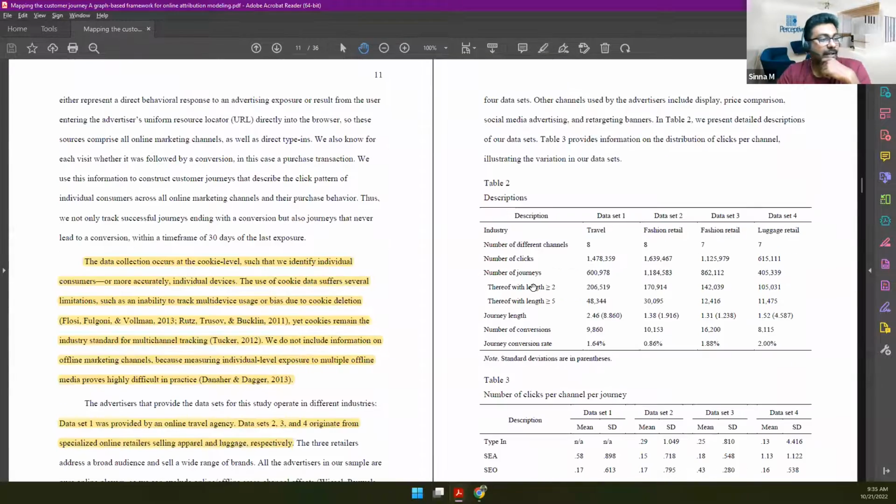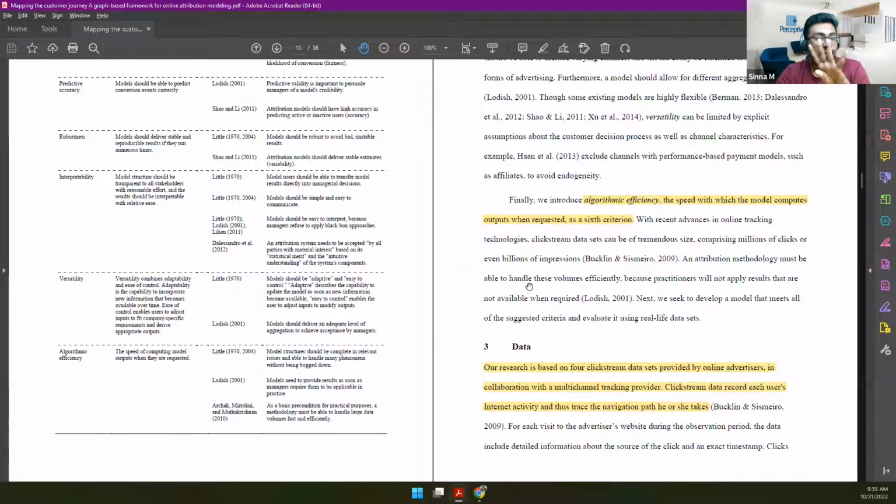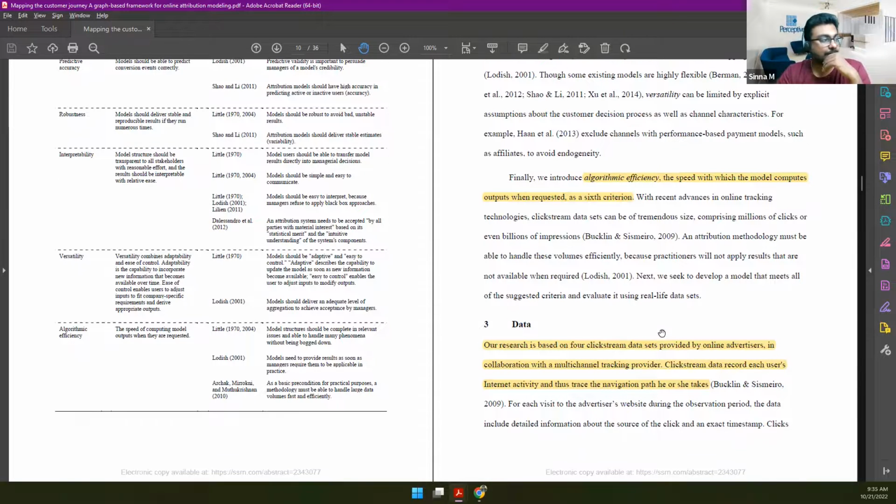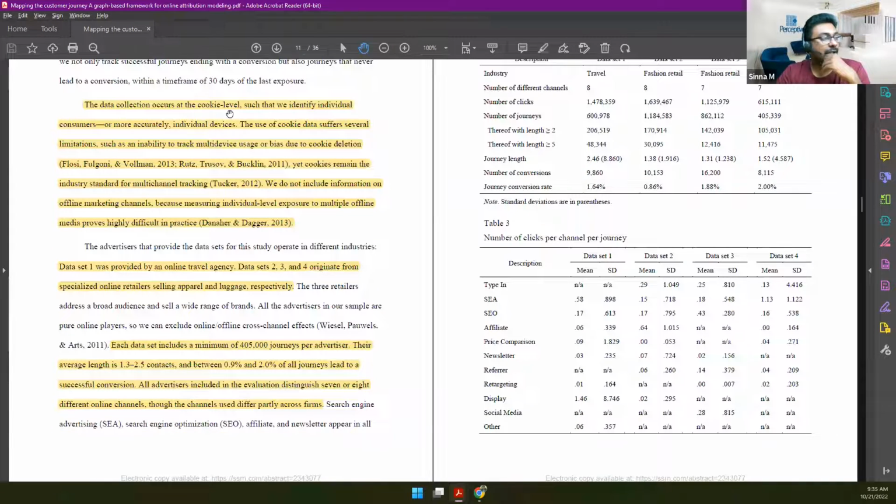Now going to the data. They have 4 data sets. All 4 are clickstream data sets, provided by online advertisers who have advertised on multiple channels. They have used cookies to identify a user. So if the same cookie is tracked and it flows across these multiple ads that they've posted, they assume that it is the same person who is looking at those ads.